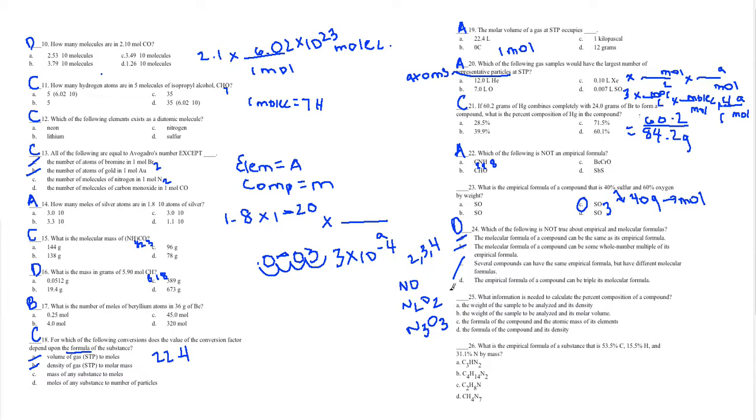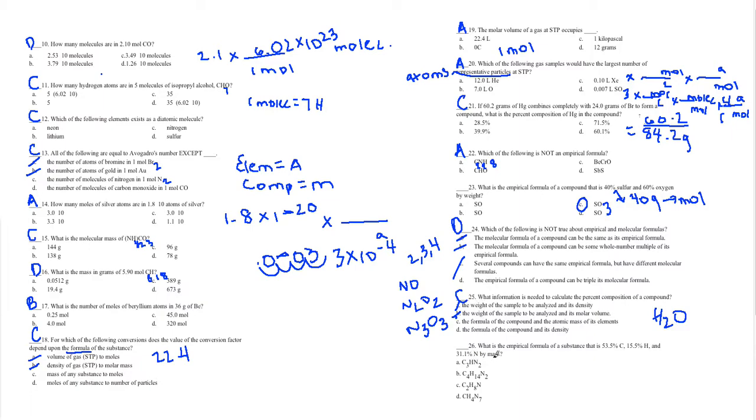Okay? What information is needed to calculate the percent composition of a compound? The weight of the sample? Well, no, we haven't been talking about weight and density, so no, that's not necessary. Okay? Do we need the molar volume and the weight? No. Okay, the formula of the compound and the atomic mass. Well, if you think about it, when I gave you, for example, just H2O and asked you to find the percent composition, all you knew was the formula and the atomic masses of each of these. So yeah, that's exactly what you need. So C is the answer.